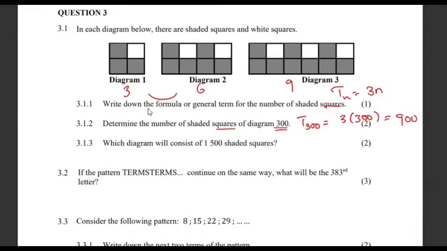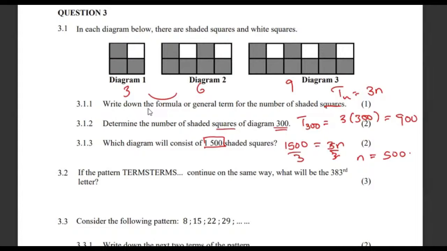Okay, and then which diagram will consist of 1.5 shaded squares? So where there is Tn, I'll put 1.5. So 1.5 is equivalent to 3n. Then I'll divide both sides by 3, meaning that our n becomes 500. So position 500 will give us 1.5 squares.